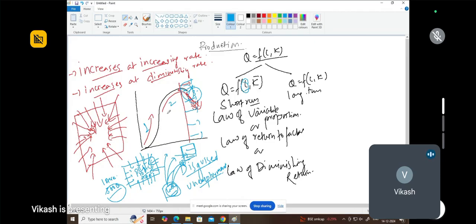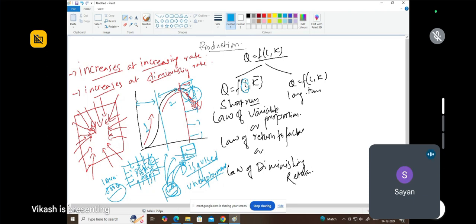Now the question for discussion is: in which stage should the firm operate, stage 1 in this area or stage 2 in this area? What do you all say? Let's have your thoughts. First stage, sir.